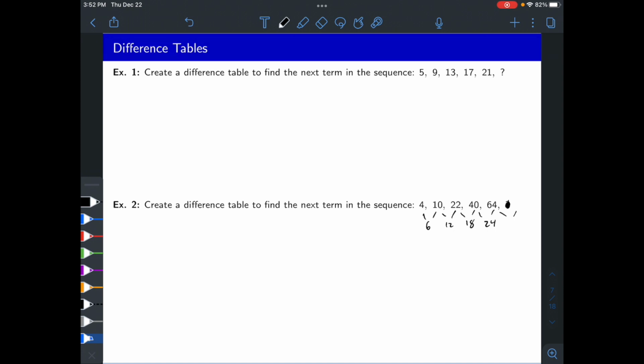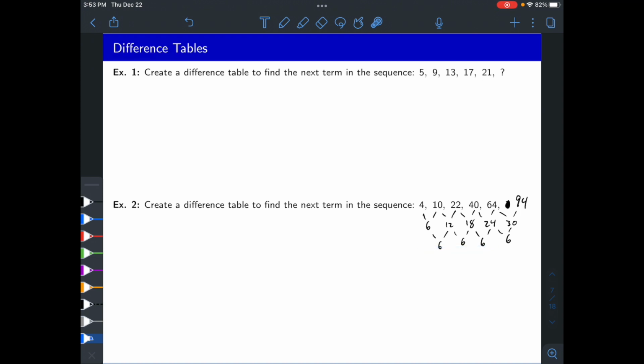Maybe you can tell what this next difference should be, but if you couldn't tell, you could just create a second difference table. The difference between 6 and 12 is 6. Between 12 and 18 is 6. That's going to be 6. That next difference will be 6. So the difference between 24 and the next entry in our first difference table should be 30. And so the difference between 64 and that next entry should be 30. So what's 64 plus 30? It's 94. So this is creating a second difference table.